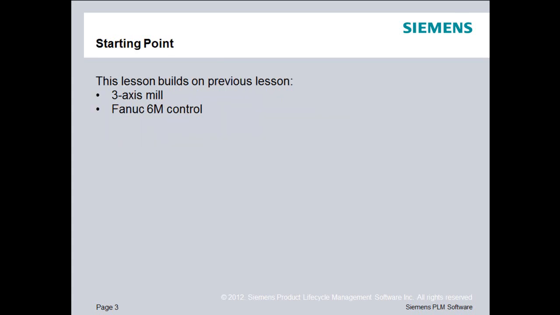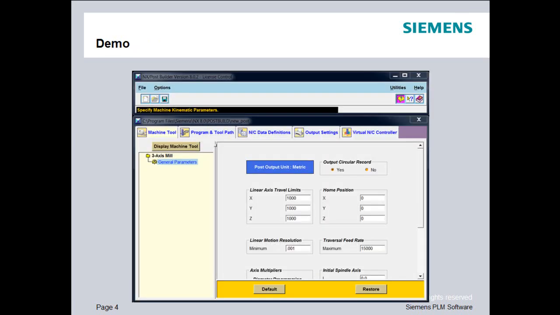As a reminder, this lesson builds on the previous lesson. We have already created a post for a 3-axis mill using the standard FANUC 6M control. Let's get started.